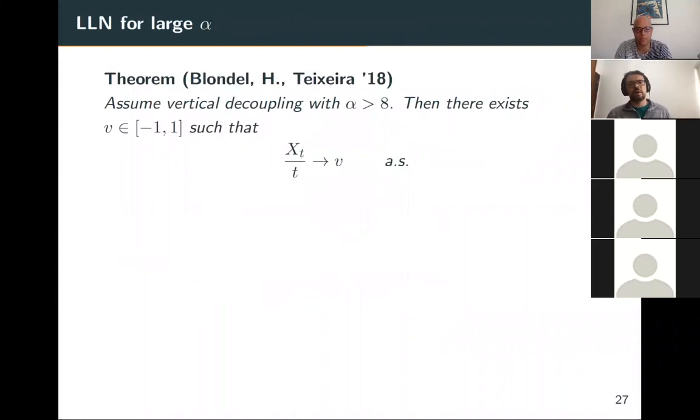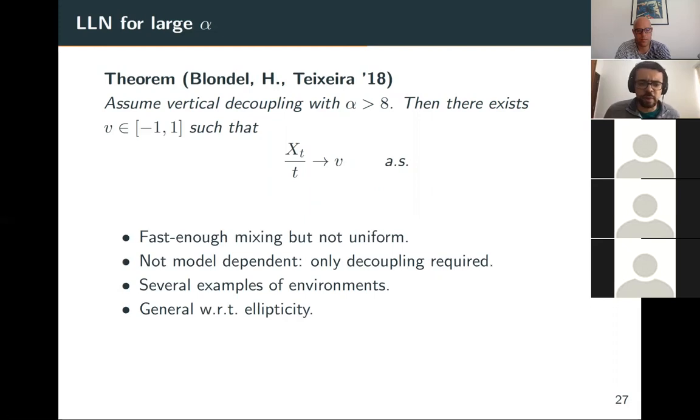So our result is this one. Assume the previous vertical decoupling with alpha greater than 8, then there exists some number v such that X_t over t converges to v almost surely. A few remarks about this result. Augusto already mentioned, but let me just recall. We are requiring a kind of fast mixing, but not uniform as in the other previous conditions that were considered in the literature. And what's nicer about our result is that it's not very model dependent. So basically you only need to check that the decoupling condition is verified to have access to this result.